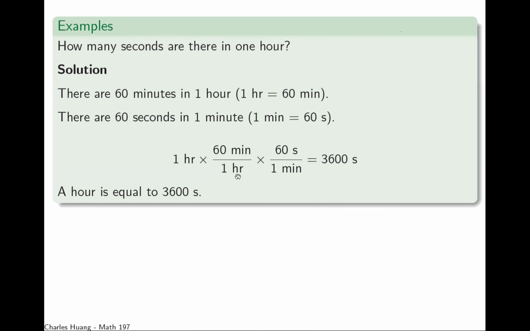The reason why we use a conversion factor like this is, remember, the conversion factor, 60 minutes divided by 1 hour, that's equal to 1. So if I multiply by 1 all the way through, that doesn't change the size of my 1 hour. All we're doing is just changing the unit.